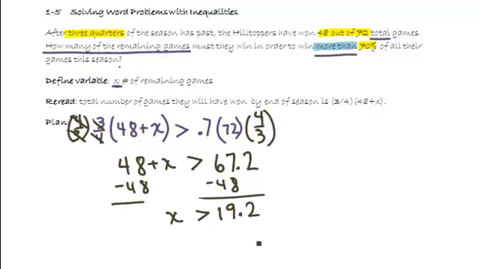Now, anyone familiar with athletics realizes that you don't win part of a game. So the common sense in word problems would indicate that we'll have to actually win more than 20 games to have a season where we win at least 70% of all games played.